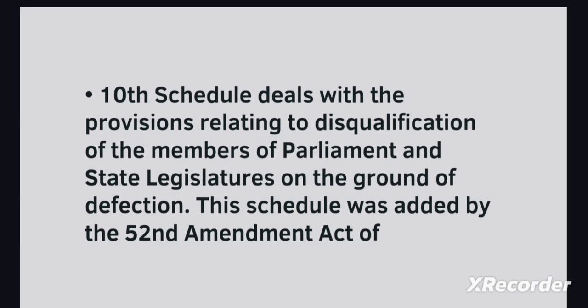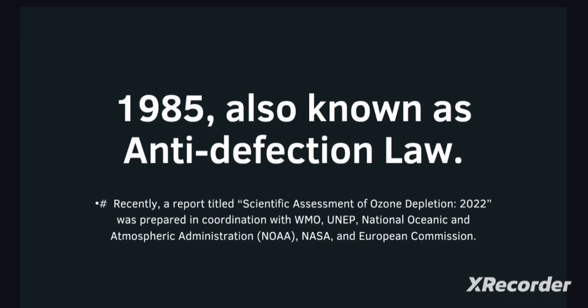10th Schedule deals with the provisions related to disqualification of the members of Parliament and state legislature on the grounds of defection. This schedule was added by the 52nd Amendment Act of 1985, also known as the Anti-Defection Law.